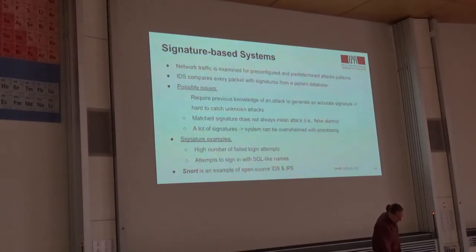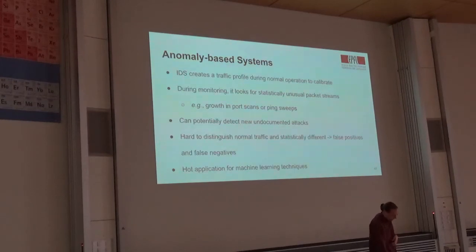And so there's various ways to do that. Signature-based, where they look for particular patterns, particular viruses, known issues, known signs. There are examples of that, like Snort. And then there are anomaly-based systems that take more of an approach of trying to profile normal traffic and then see if they see something different going on.